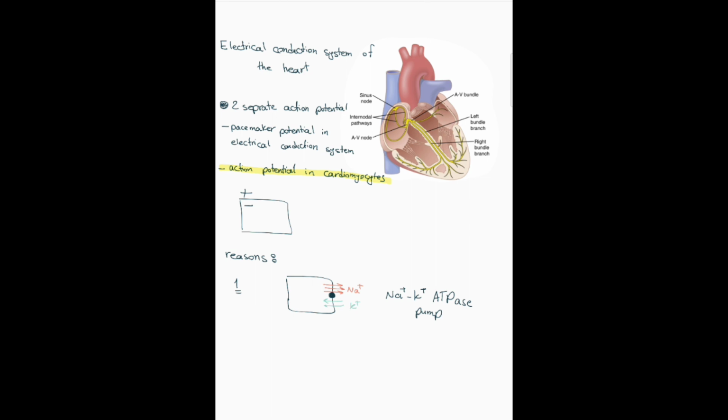This sodium-potassium ATPase pump only causes a difference of negative 5 mV. However, the difference in cardiomyocytes is negative 90 mV. So what causes the other negative 85 mV?